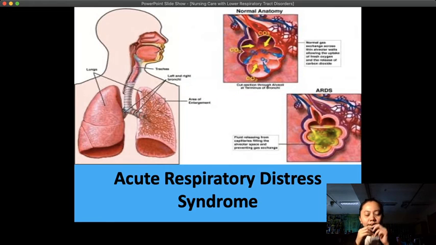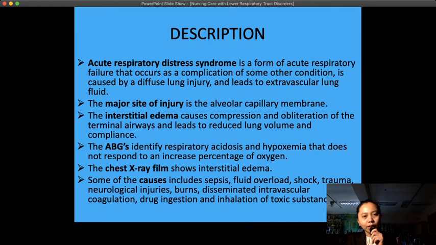Okay? So next is ARDS, or the acute respiratory distress syndrome. Okay, so description. It is a form of acute respiratory failure that occurs as a complication of some other condition. It is caused by a diffuse lung injury and leads to extravascular lung fluid. So the major site of injury is the alveolar capillary membrane. The interstitial edema causes compression and obliteration of the terminal airways and leads to reduced lung volume and compliance.